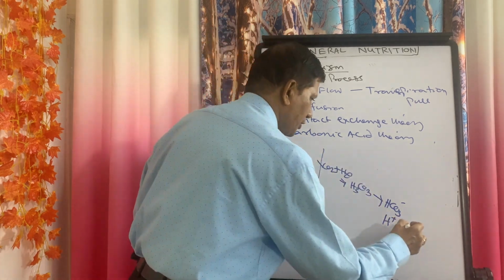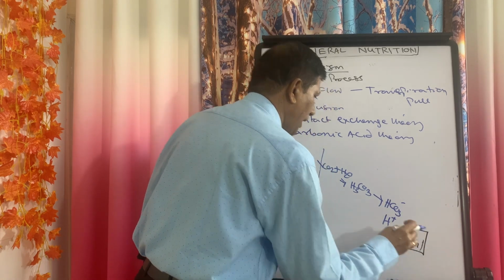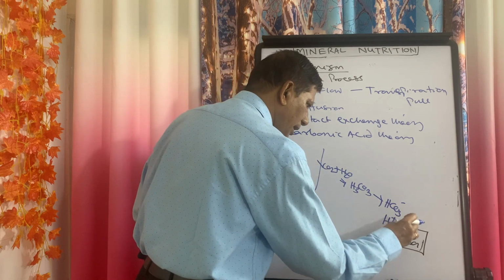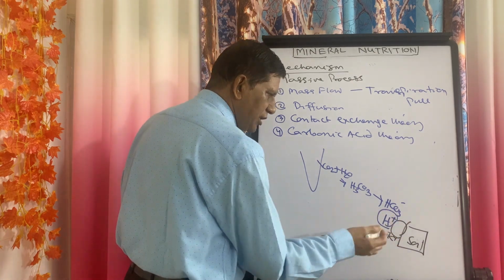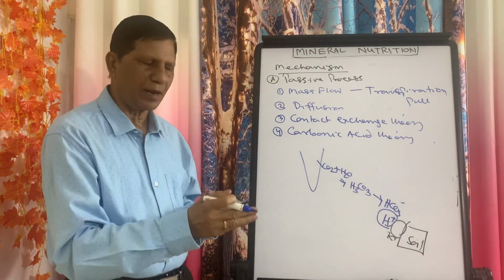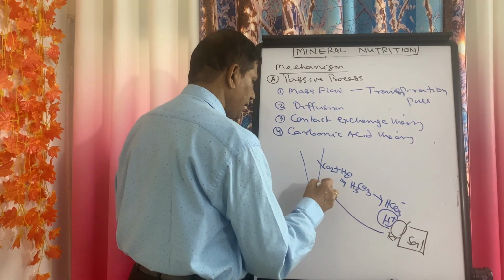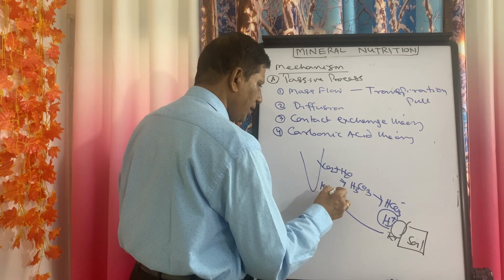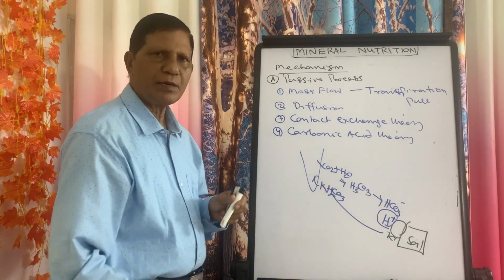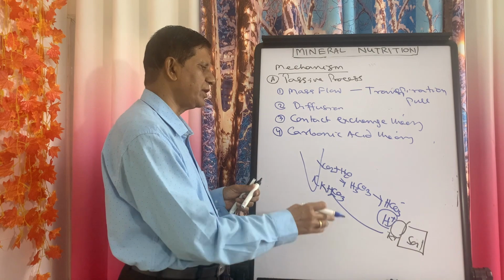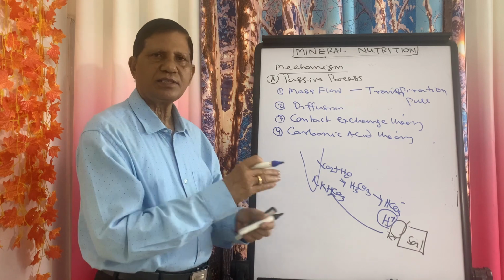Now, suppose this is the soil particle, and to this soil particle, suppose another ion, potassium, is attached. So when the oscillation volume of hydrogen and potassium overlap, there will be exchange. And during this exchange, what will happen? Usually, it may give rise to potassium bicarbonate, and this potassium bicarbonate will enter into the cell. That means there is exchange. This is known as contact exchange theory. Due to formation of carbonic acid in the soil water, such exchange takes place.